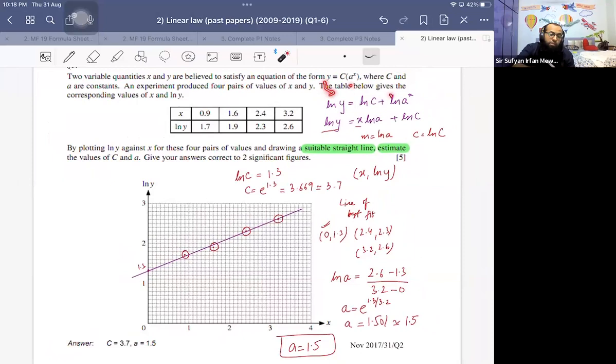What we have done is, first of all, I've converted it into linear form. ln y equals ln c plus ln a power x. Sorry, ln y equals x ln a plus ln c. The gradient is ln a and the intercept is ln c, right?